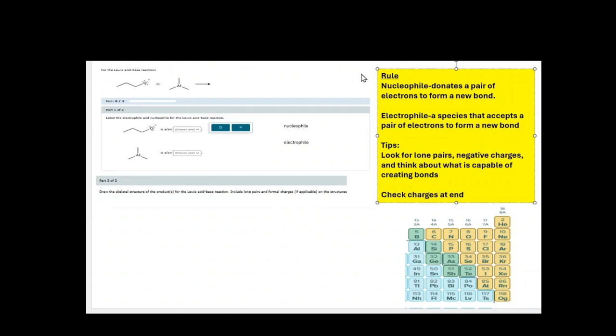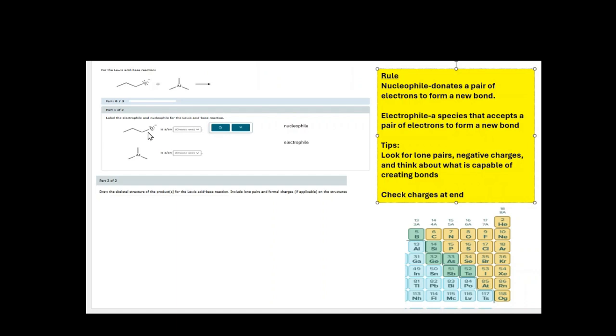I have some simple rules for this question. Rule one is that nucleophiles donate a pair of electrons to form a new bond. Electrophiles are a species that accept a pair of electrons to form a new bond. And then the pro tips that I have for this one is that you look for the lone pairs and negative charges and think of what is capable of creating bonds, and that'll be your nucleophile. And then at the end, once you solve this, you just want to check the charges to ensure that everything is right. So we'll start by looking at the two structures.